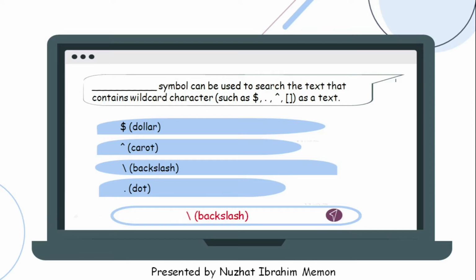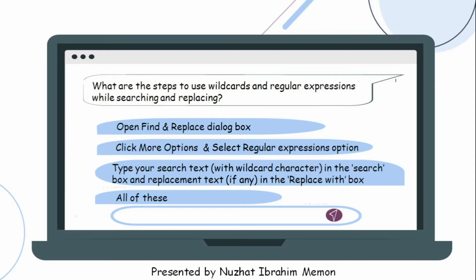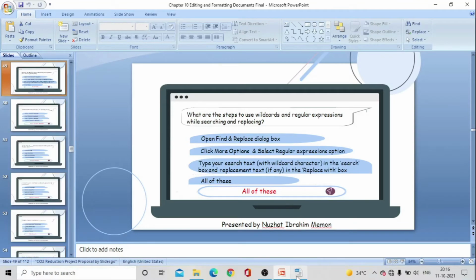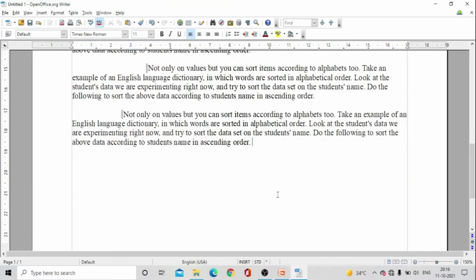We can use backslash. Then, what are the steps to use wildcards and regular expressions while searching and replacing? All of these. First you have to open the Find and Replace dialog box. Then you have to click More options and select the regular expressions option, and type your search text with wildcard characters in the search box and replacement text, if any, in the Replace with box. So we'll show you how this works. First of all, we want Find and Replace, right? We can go for the shortcut key, that is Ctrl plus F.